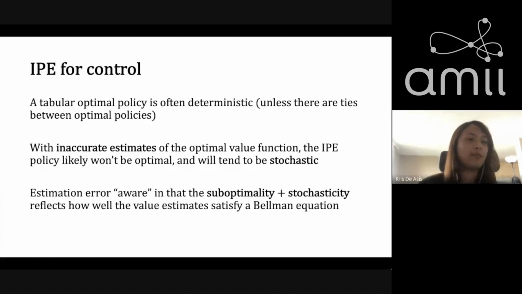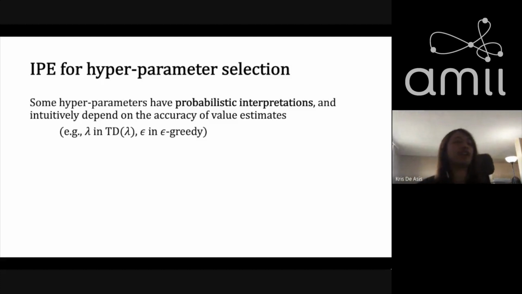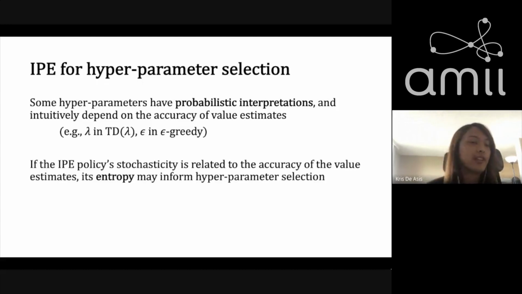And so in some ways, this is estimation error aware, in that the suboptimality and stochasticity reflect how well the value estimates satisfy a Bellman equation. One thing you could do with this is hyperparameter selection, because some hyperparameters have these probabilistic interpretations, and intuitively they do depend on the accuracy of value estimates. For example, the degree of bootstrapping lambda in TD lambda, or epsilon in epsilon greedy. So if the inverted policy's stochasticity is related to the accuracy of the value estimates, its entropy could be used to inform the parameter selection.